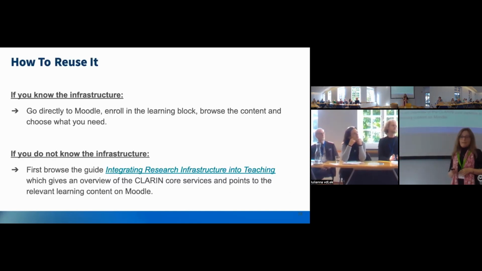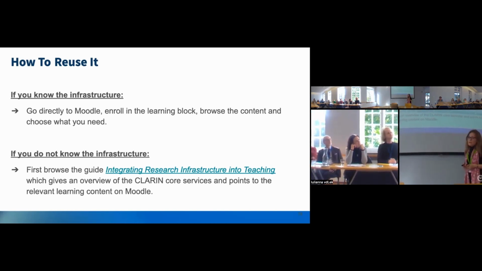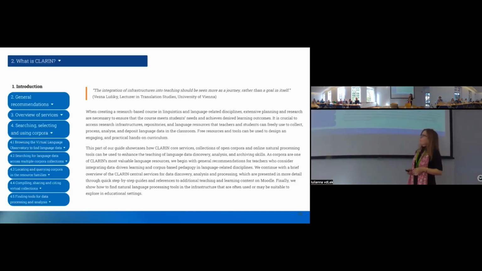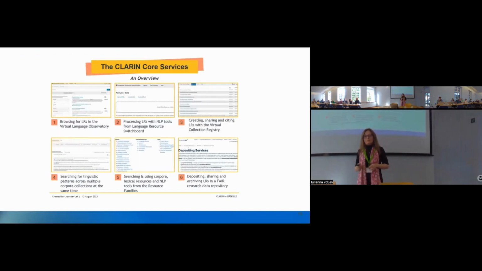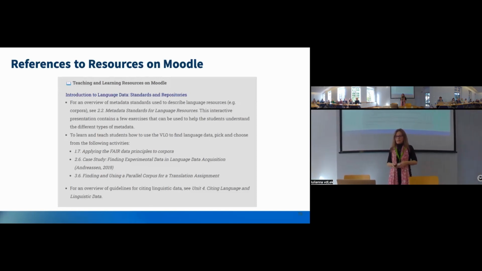Okay, so how can you use this course? If you know the infrastructure, you can go directly to Moodle and then browse and pick the content that you like. If you don't know the infrastructure, I recommend, together with other teachers in the consortium, we compiled a guide, Integrating Research Infrastructures into Teaching, which gives an overview of all the CLARIN services. And I have some mini guides there about each service. I have here a screenshot of the guide. It's browsable on the project website, and you can also download it from Zenodo. And then I tried to link each chapter directly to resources on Moodle. So basically, it's a guide of how to use the course on Moodle with some additional explanation and additional resources that are available in CLARIN.